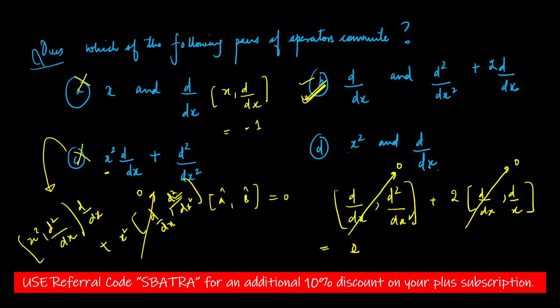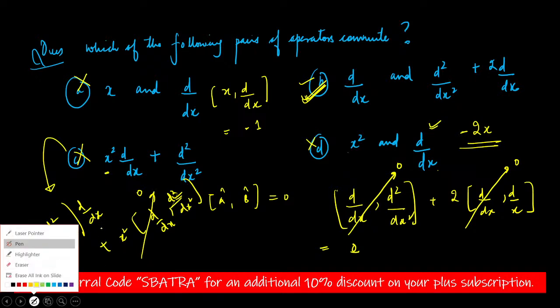x square, d by dx, definitely this is also your incorrect option, okay? So what would be the value? The value would be 2x, okay? And the other value would be minus 2x, okay? So this is how we can solve this particular question, okay? So I hope this is clear to all of you. Any doubts? This is not minus 2, Bharti, right? This will give you minus 2x, okay? With minus 2, you will have x also, right?